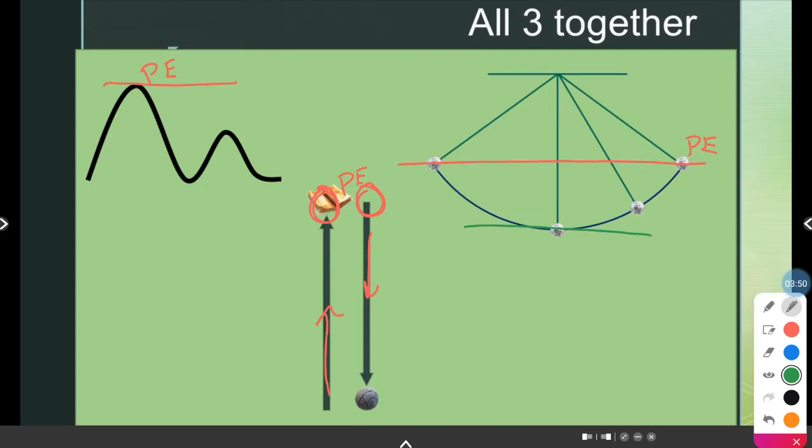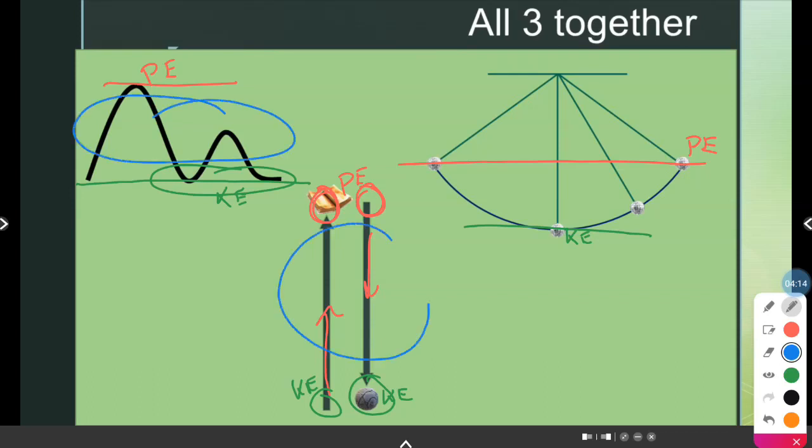At the bottom, all kinetic energy for a pendulum. For free falls, at the bottom, we either start out with all kinetic energy or we end up with all kinetic energy if it's dropping, if it's falling. Roller coaster, lowest possible height down here at the bottom, all kinetic energy. And whether we're talking about roller coaster, free fall, or the pendulum, at all of these locations in between, we have both potential and kinetic energy.